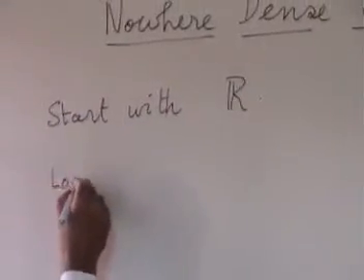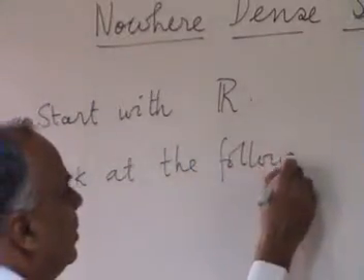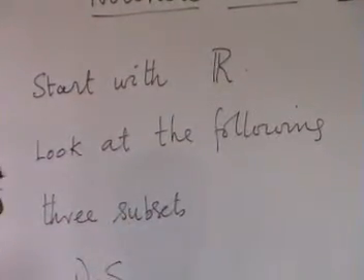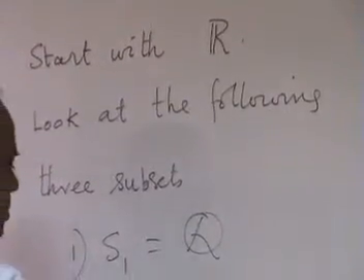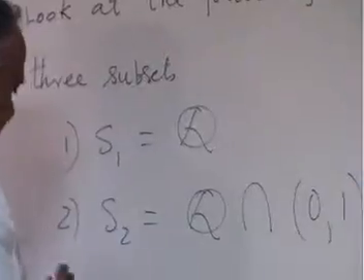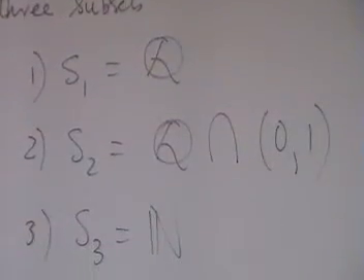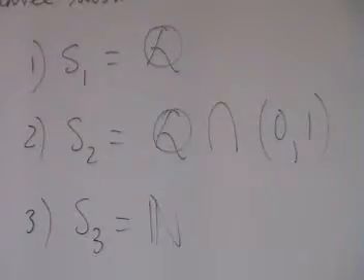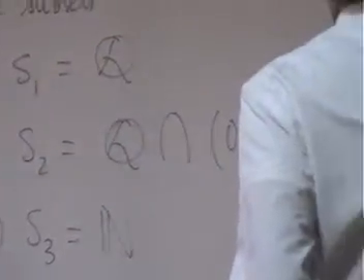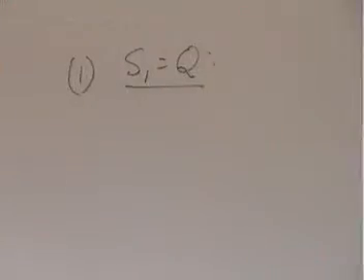Now I am going to look at three examples. Any questions? Look at the following three subsets. One I will call S1, which is Q, S2, which is Q intersection the interval 0, 1, and S3, the natural numbers. Look at these three subsets of the real line. You already see visually something is happening. Look at S1. Wherever you go on the real line, you can't avoid them.